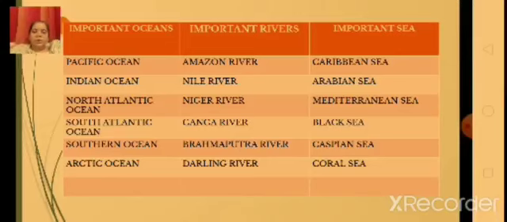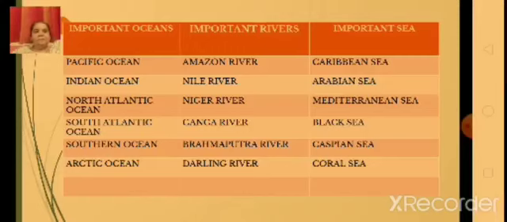Children, these oceans are very important, okay? You need to know where these oceans lie on the earth. So these are some of the important oceans of the world. Now let us understand a few important rivers. Amazon River, Nile River, Niger River, Ganga River, Brahmaputra River, Darling River. So these are some important rivers that you all need to know.